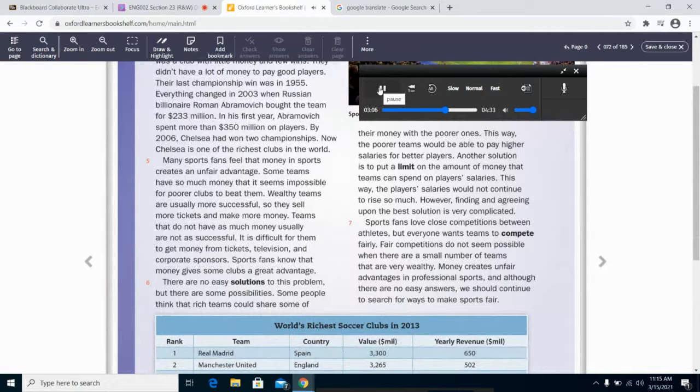Many sports fans feel that money in sports creates an unfair advantage. Some teams have so much money that it seems impossible for poorer clubs to beat them. Wealthy teams are usually more successful, so they sell more tickets and make more money. Teams that do not have as much money usually are not as successful. It is difficult for them to get money from tickets, television, and corporate sponsors. Sports fans know that money gives some clubs a great advantage.